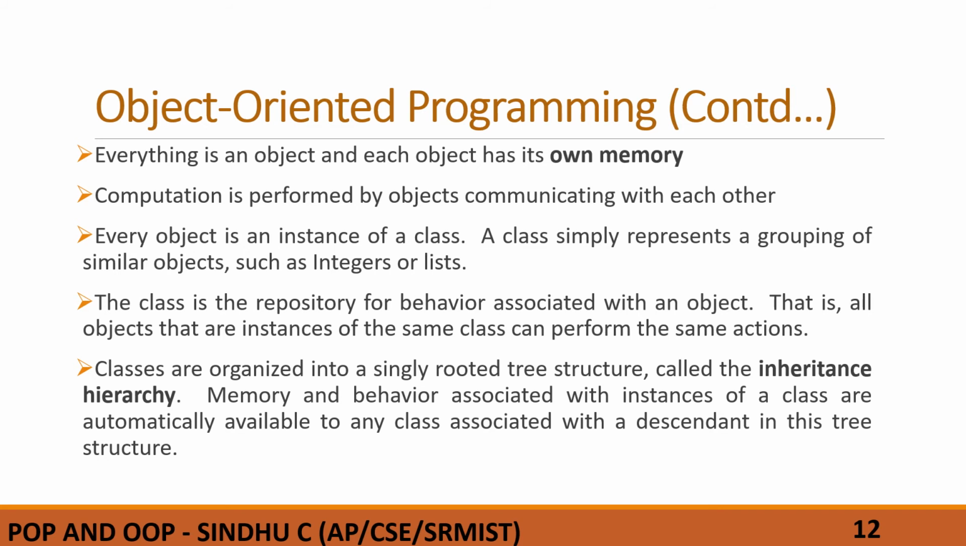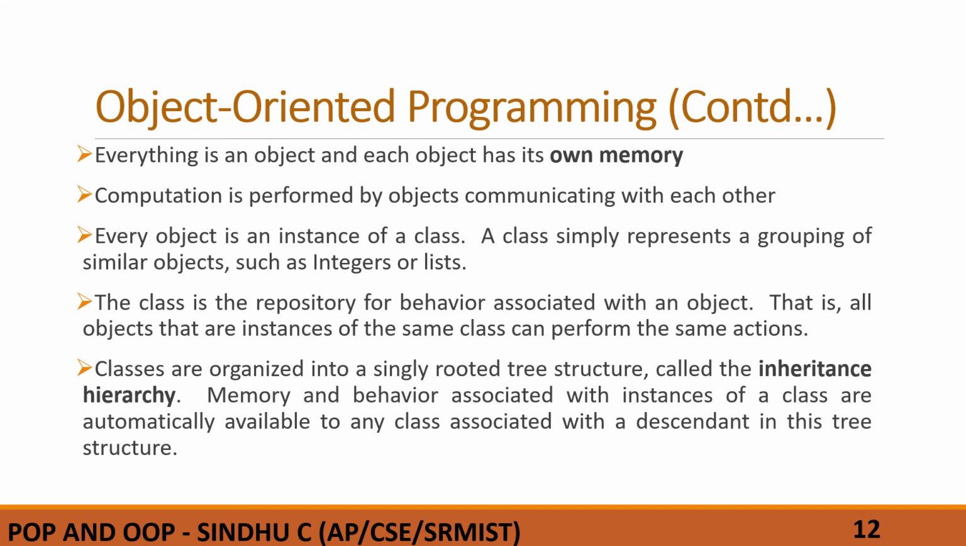Every object is an instance of a class. So if fruit is a class, then apple, orange, pineapple, whatever, those can be the objects. A class simply represents a grouping of similar objects. Just like if student is a class, then Ram, Sita, Krishna, they can be the objects. The class is a repository for behavior associated with an object.